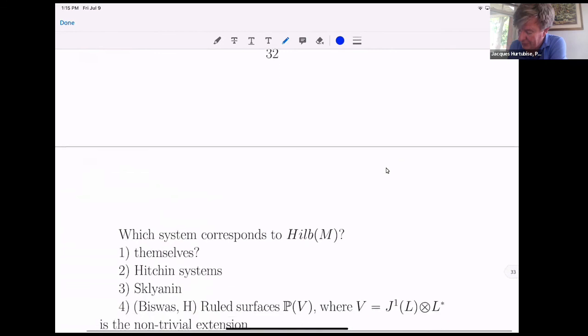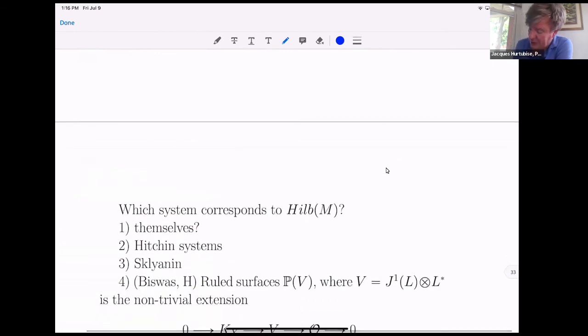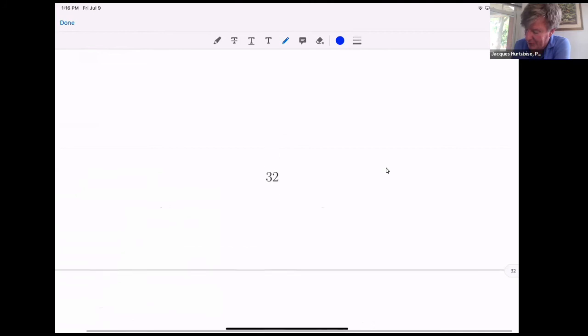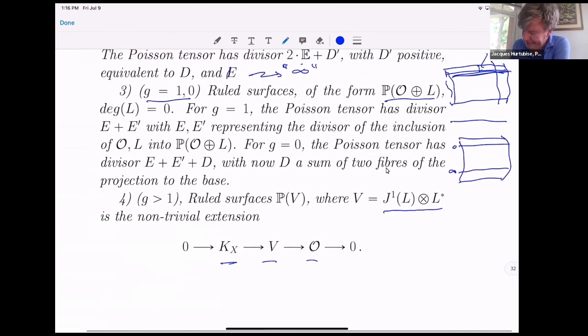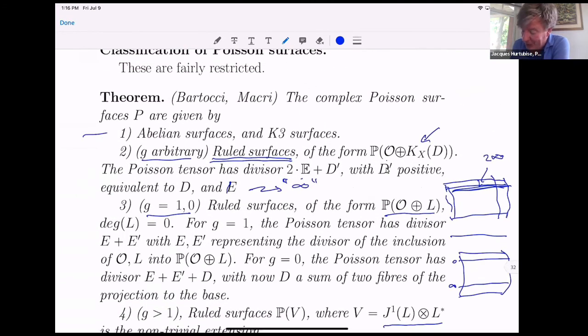And so, which system corresponds to a Hilbert scheme? Well, I mean, you can take the Hilbert scheme of these things, you can put curves in them and develop the thing, but it doesn't seem to correspond to something else in a sort of sensible way. But then maybe that's just my lack of imagination. These correspond to the Hitchin system, and these correspond to the Sklyanin.